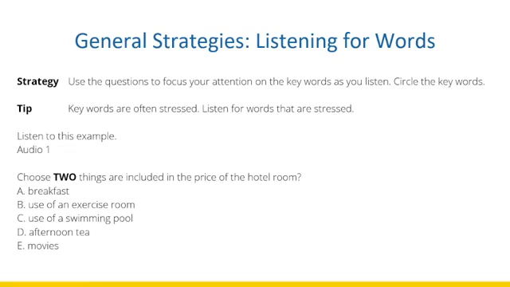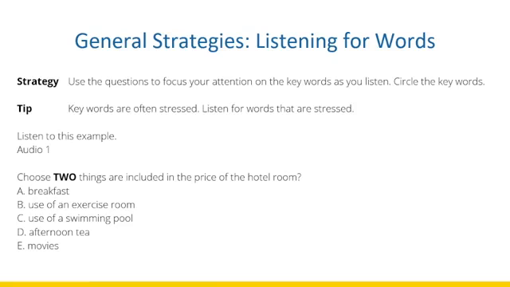And now we are going to review our first strategy of the listening test, which is a general strategy, and it's going to be about listening for words. Remember, when you are listening to different recordings in the IELTS test, you have to use the questions you have on your handout to focus your attention on the keywords as you listen. Remember, the most important part here is also to circle the keywords. And the most important tip is to remember that keywords are often stressed, and you need to listen for words that are stressed. And as you know, stressed words always sound a little bit louder than the rest of the words.